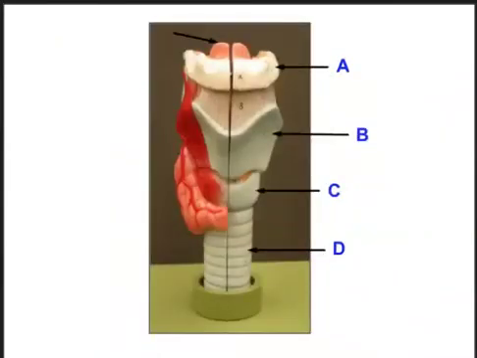This is an anterior model of the larynx and the trachea below it. This unlabeled arrow here is actually pointing to the epiglottis. A is pointing to the hyoid bone, B to the thyroid cartilage, C to the cricoid, and D down here to the trachea. This is the thyroid gland. This piece of connective tissue here is the thyrohyoid ligament.